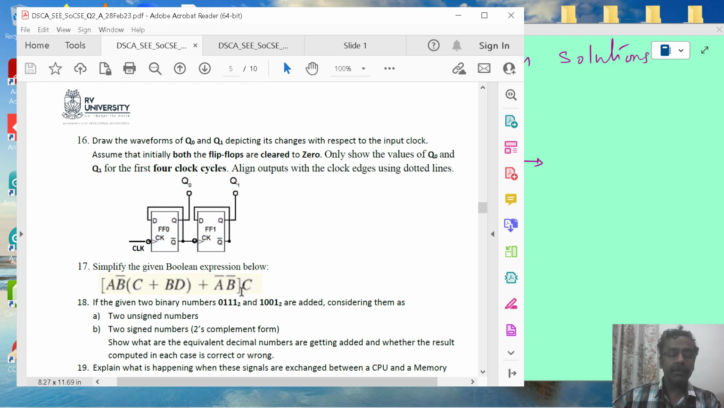Now, look at the question here and the circuit. We see that a D flip-flop is given, and then there is a clock with a not signal. That means it's a negative edge triggered clock. Both flip-flops are of the same type, and there is a connection from Q bar to D.